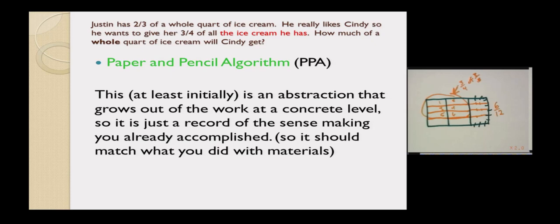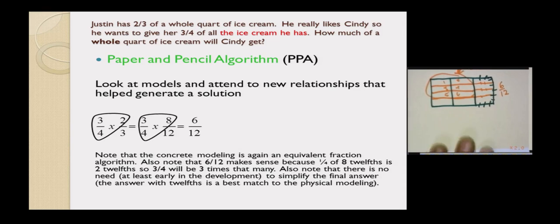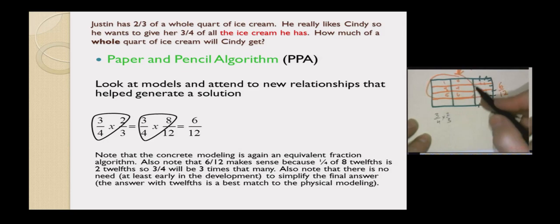So what about the paper and pencil algorithm? Again, it should grow out of the material work. So let's see what happens here. The sense we've already made of it, we're just going to record that. If you look at the algorithm, we were originally trying to find 3/4 of 2/3. We are not going to change the first fraction because that's our multiplier. We don't want to make it any more complicated than it is. But we are going to change the 2/3 to its equivalent name, and notice that 2/3 up here became 8/12.